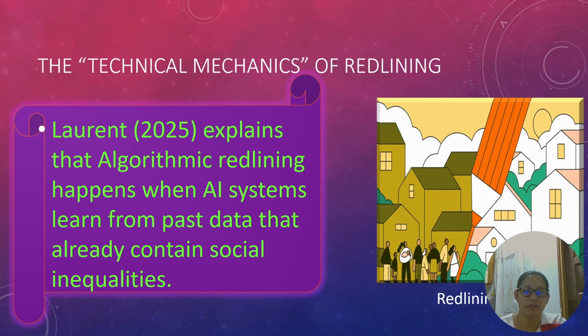So, to put it in my own words, redlining is where AI systems are used to separate or categorize people for certain benefits.